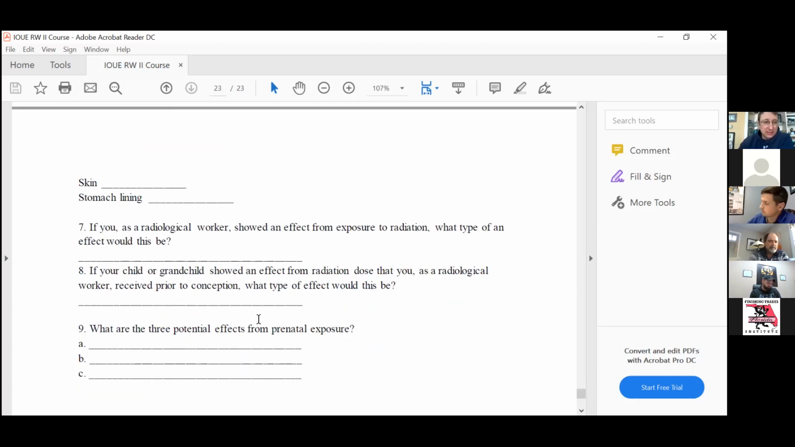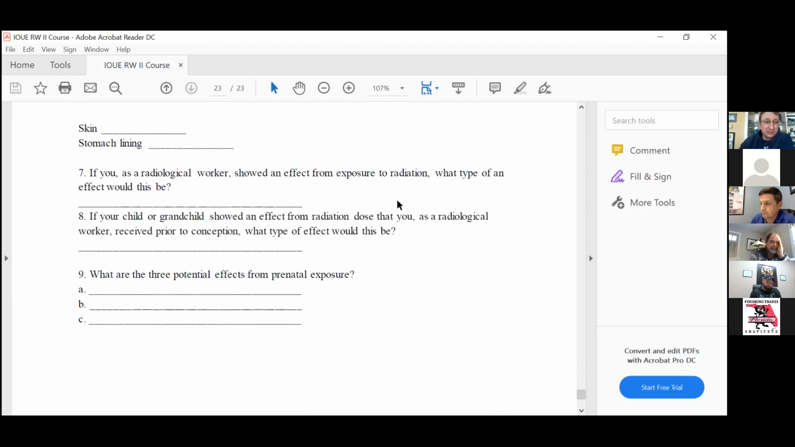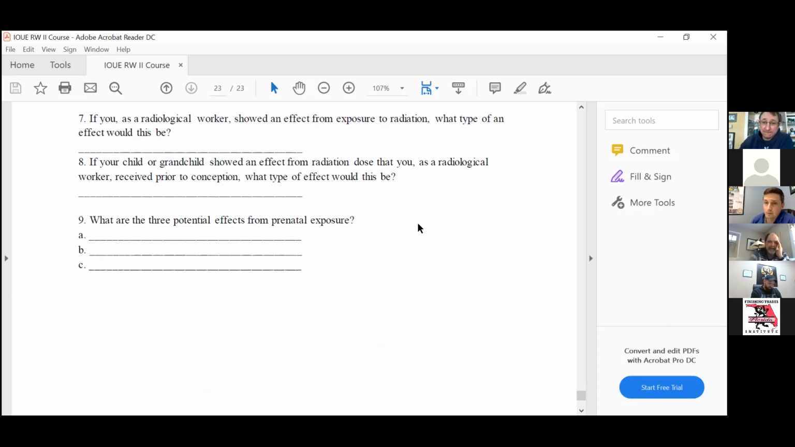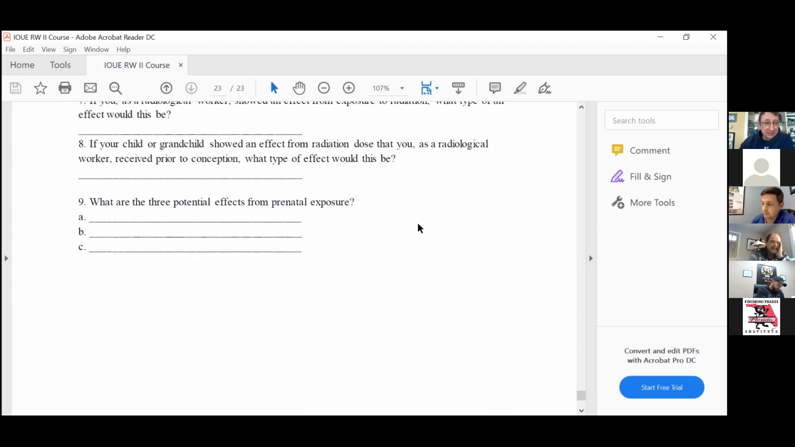Good. How about 7? If you are a radiological worker, showed an effect from exposure to radiation, what type of an effect would this be? Somatic. Good. If your child or grandchild showed an effect from radiation dose that you as a radiological worker received prior to conception, what type would that be? Heritable. Good. And lastly, what are the 3 potential effects from prenatal exposure? Birth weight, smaller head size, and more incidences of mental retardation. Good. Excellent.